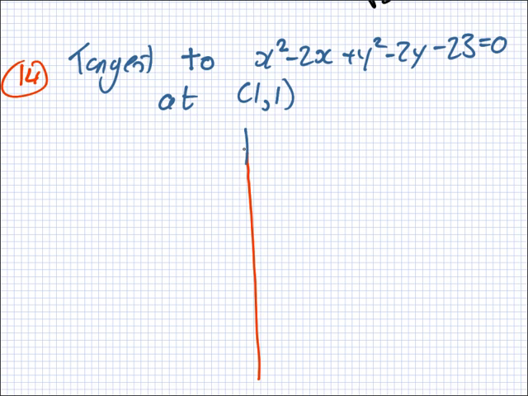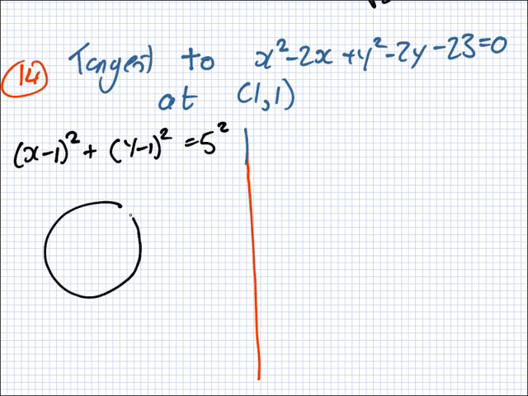Now, what you could do here, let's fix this first. What is it? x minus 1 squared plus y minus 1 squared equals 5 squared. So here's my circle. No, that's not right, is it? Sorry, I had the wrong number here. It's at 4, 5, not 1, 1.